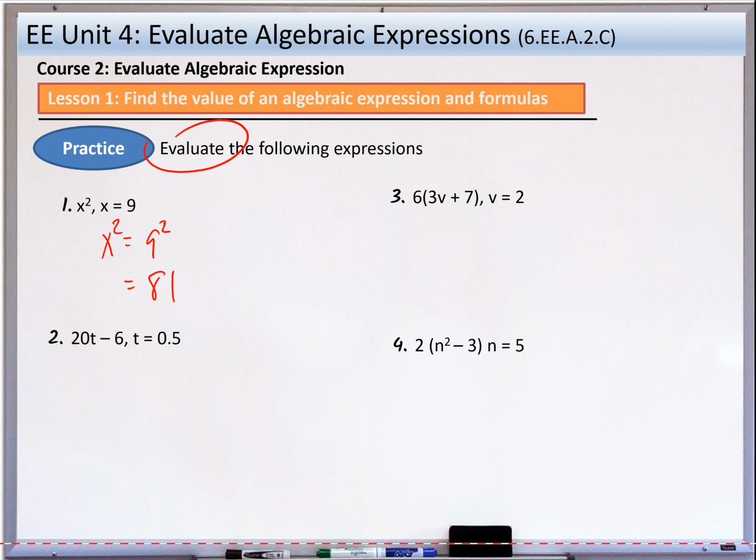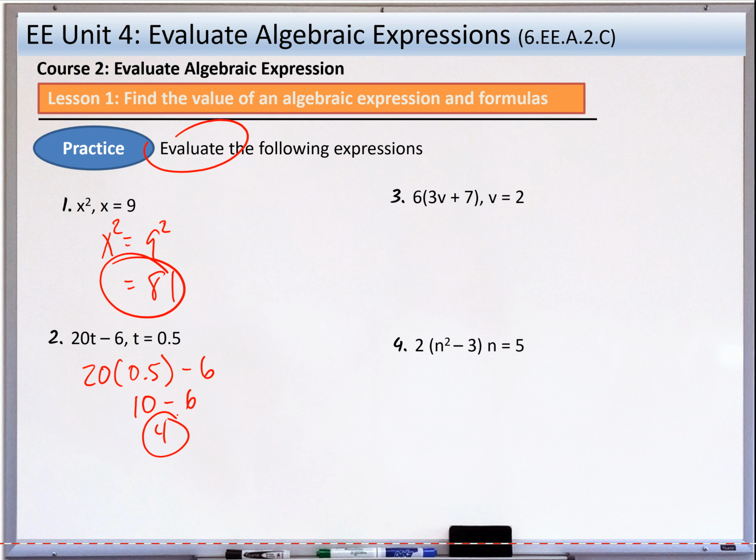Number 2, 20t minus 6, and t is equal to 1/2. So we have 20 times 1/2 minus 6. Half of 20 is 10. Minus 6 leaves us with 4.